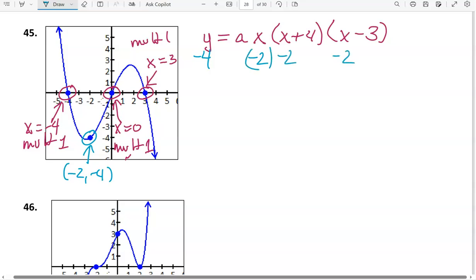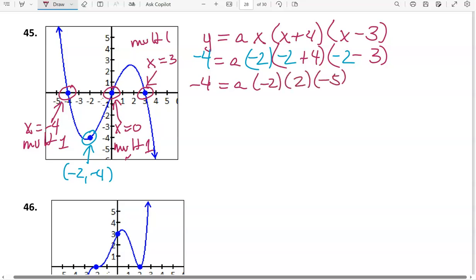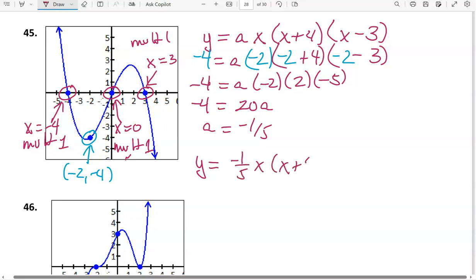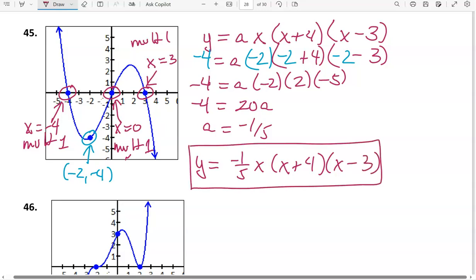So I'm going to replace all my x's with negative 2, which gives us an equation: negative 4 is equal to a times negative 2 times (negative 2 plus 4) times (negative 2 minus 3). So negative 4 is equal to a times negative 2 times positive 2 times negative 5, or negative 4 is equal to positive 20 times a. That gives us an a value of negative 1/5. This means that y is equal to negative 1/5 times x times (x plus 4) times (x minus 3), and that is the equation of the polynomial function.